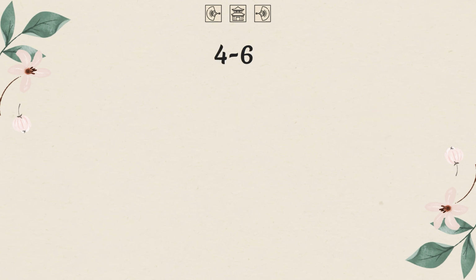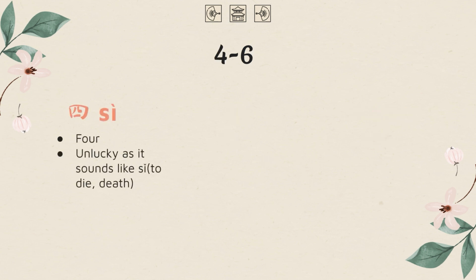4 is 4. So this vowel is a little interesting because it doesn't exist in English. 4. So 4 is an unlucky number in Chinese and in a lot of Eastern Asian cultures because it sounds like the word for to die or death, which is 死. So it's a slightly different tone, but they sound really similar. 4. 5 is 5.